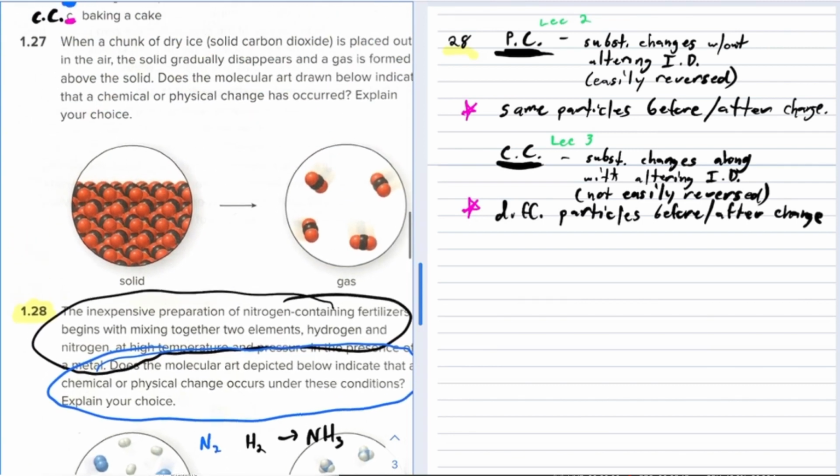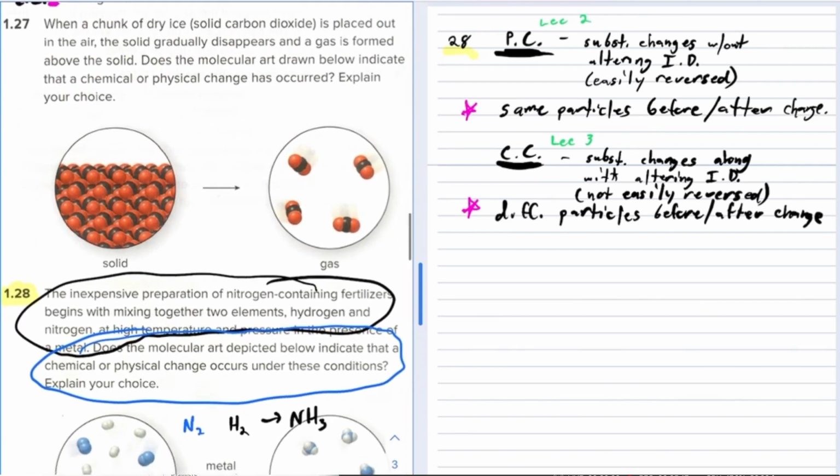If you look at number 27, it's a very similar problem, okay? Here it's describing some background information, and then it asks you, is this a chemical or a physical change?